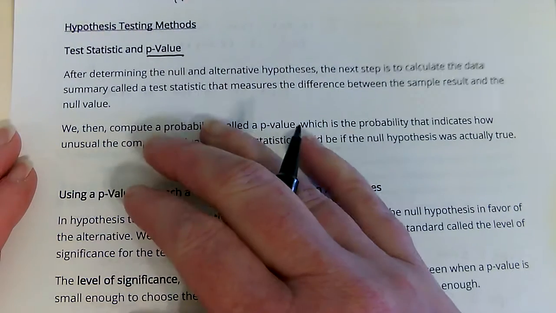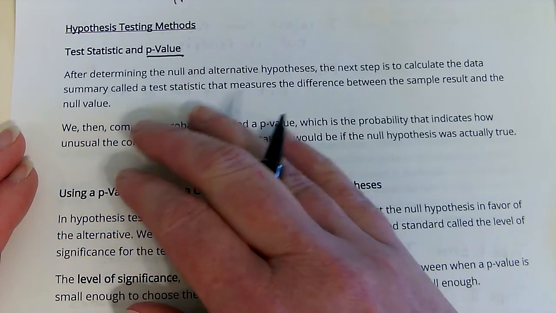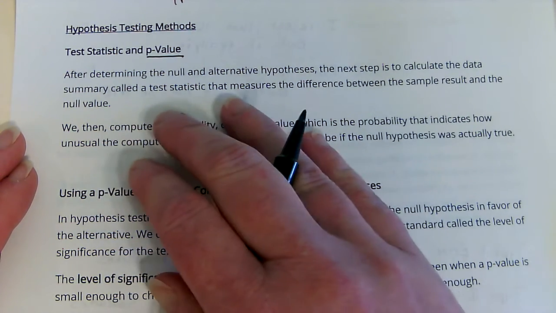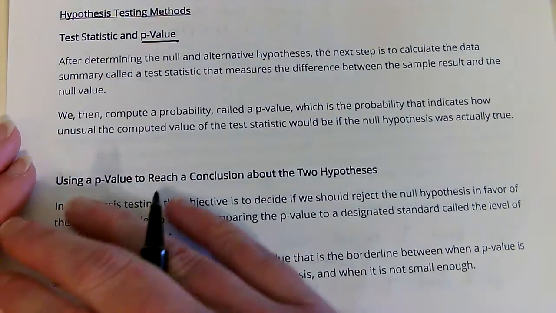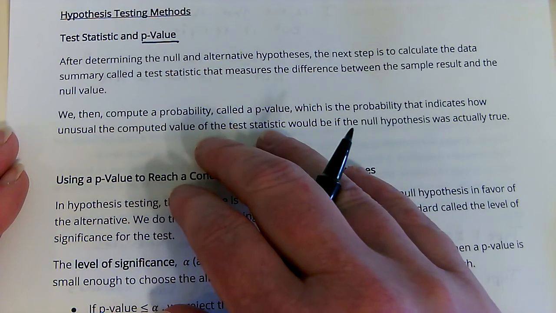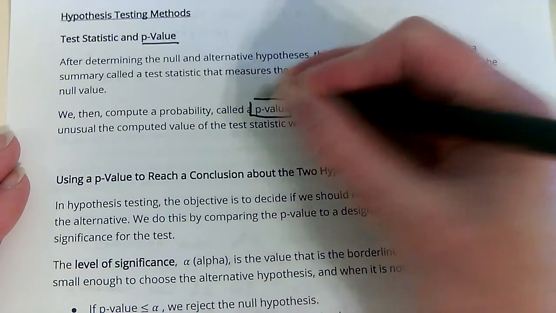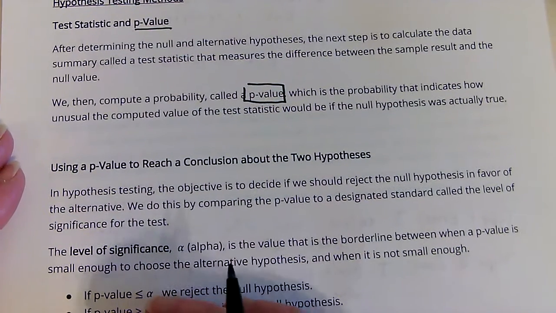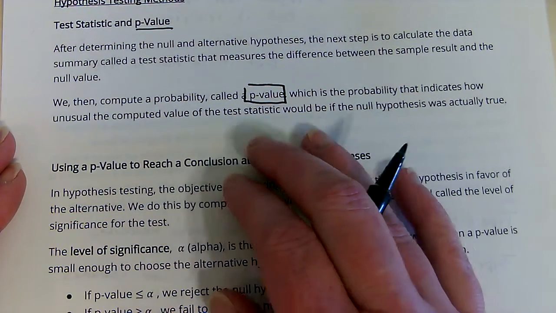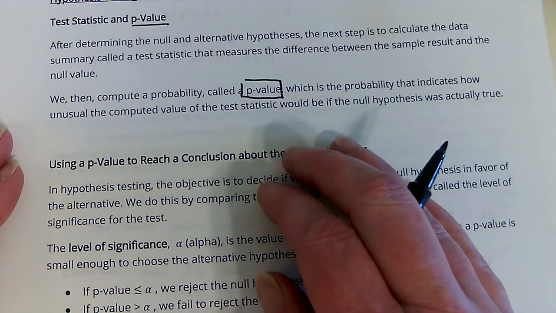After determining the null and alternative hypothesis, the next step is to calculate the data summary, or the test statistic, that measures the difference between the sample result and the null value. We then compute a probability called a p-value. This p-value is the probability that indicates how unusual the computed value of the test statistic would be if the null hypothesis was actually true.